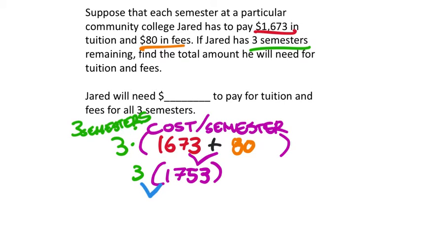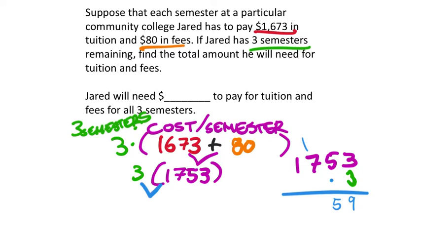3 times 1,753. Let's go ahead and set that up. 1,753. I'll stack it. Multiplied by 3. It's not my best 3, but it works. And let's go and multiply these. So 3 times 3 in the ones place value is 9. 3 times 5 in the tens place value, that'd be 15. So carry the 1. 3 times 7 is 21, but add the 1 there makes it 22. Carry the 2 from the 20. 3 times 1 is 3. Add the 2 is 5. So it looks like Jared, for the remaining 3 semesters he has, will need to pay $5,259 total.